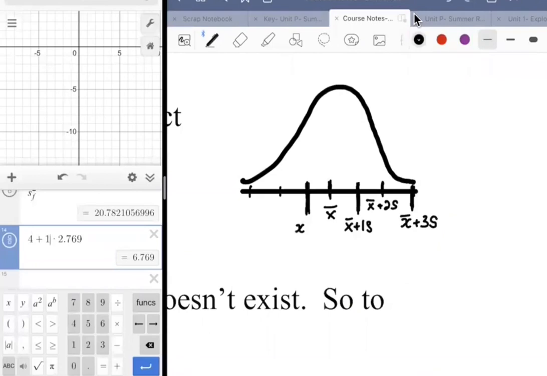So X bar minus 1s, poor quality S, right on cue. X bar minus 2s, and X bar minus 3s. That one really looks like a 5. All right.